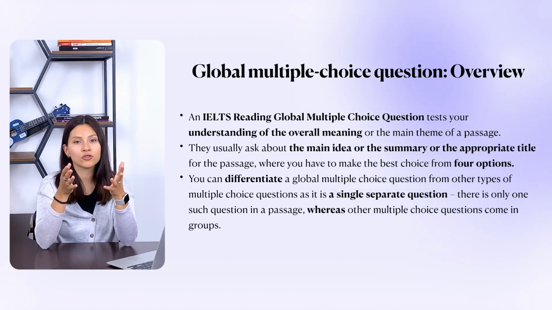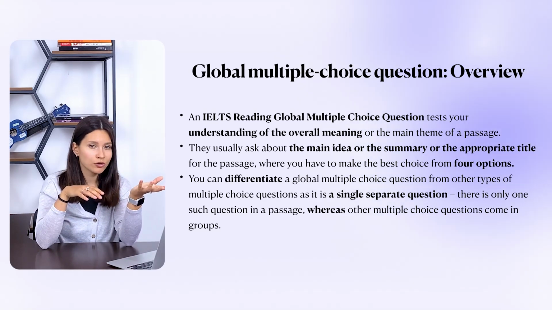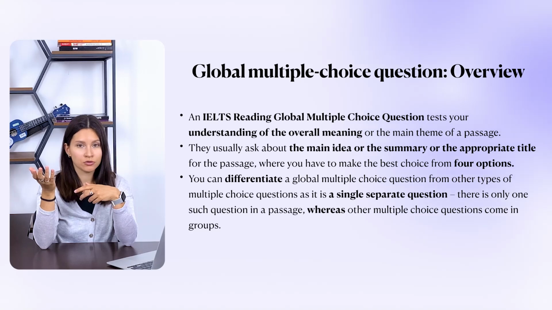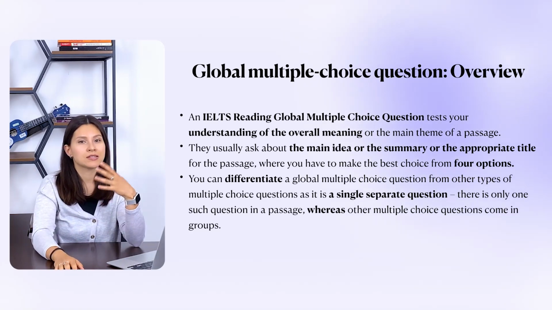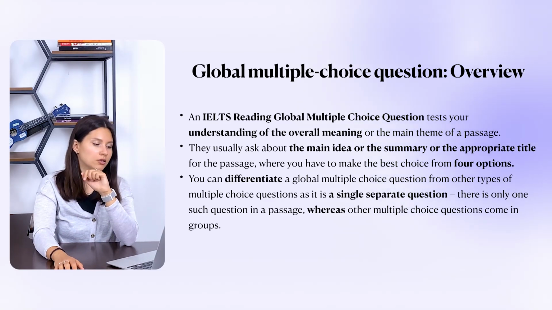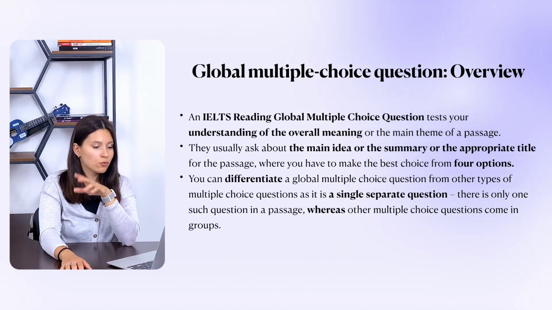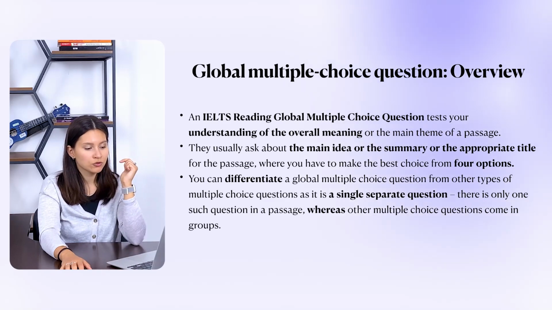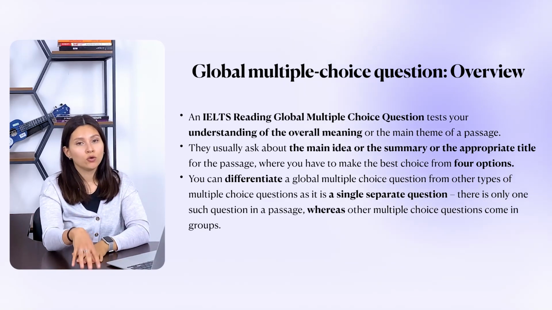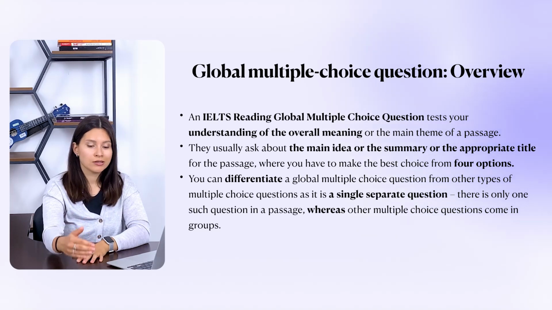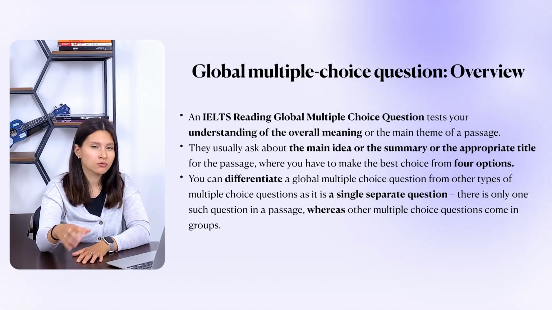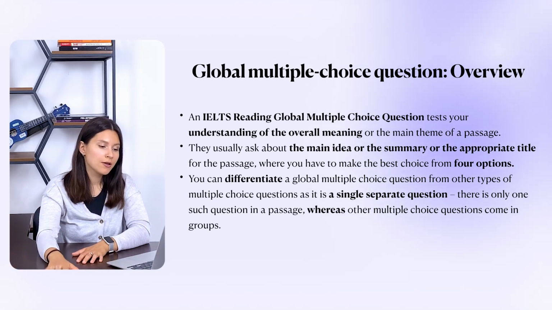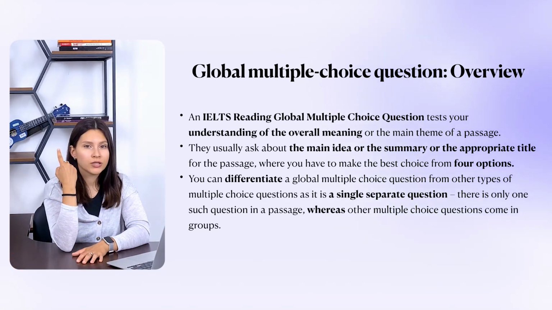Right, so how to differentiate the regular multiple choice and the global multiple choice question, right? So the global multiple choice question will be given separately, all right? Okay, so a single separate question. There's only one such question in a passage, whereas other multiple choice questions come in groups, right? So normal multiple choice questions consist of various questions, and under each question there will be some options, right? But the global multiple choice question is always one, okay, and is presented separately, okay?